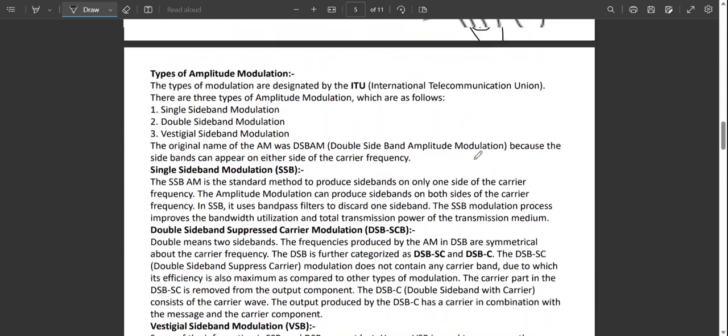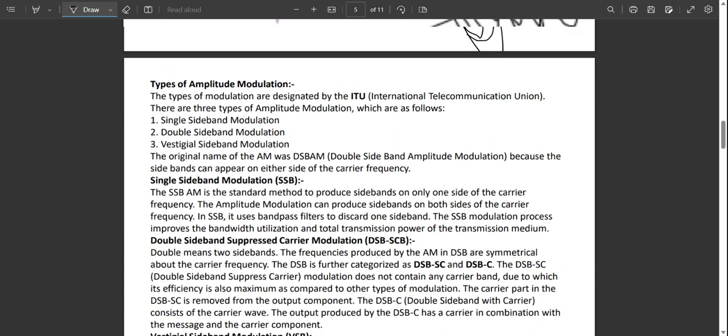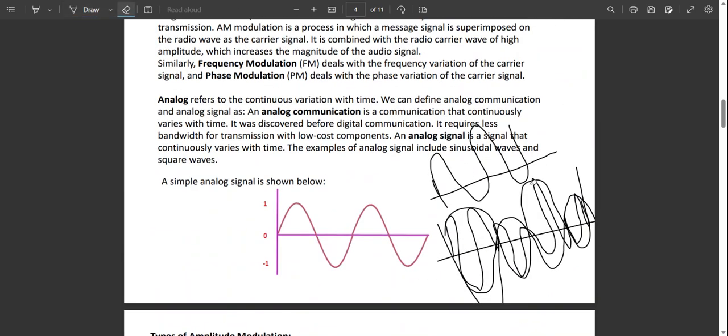Now coming to the types of amplitude modulation, there are three types we come across. First is single sideband modulation, second is double sideband modulation, and the third one is vestigial sideband modulation. In single sideband modulation, only one sideband of the message signal is passed through the modulator.